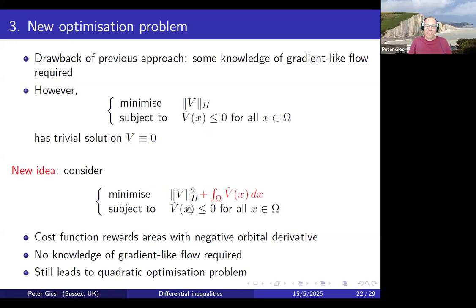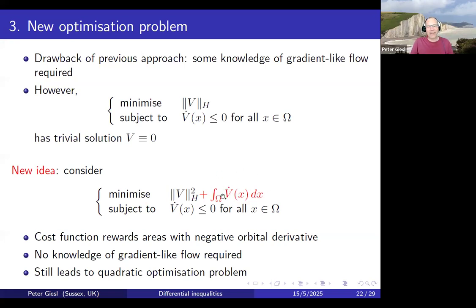And the idea was, well, instead of putting it in the constraints, we put it in the cost function here in the minimization problem. So let's have a look at this. We still need that v dot is smaller or equal to 0. We need that, but we want to reward areas where v dot is negative. The v dot is anyway 0 or negative, so this is smaller or equal to 0. And the more negative it is, the better, because it minimizes this.